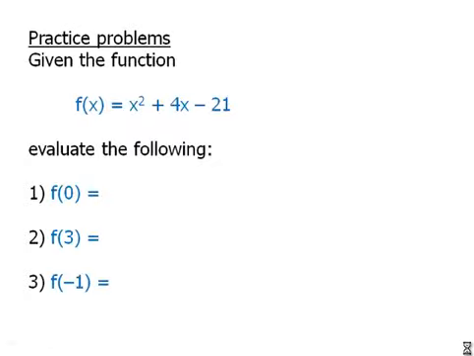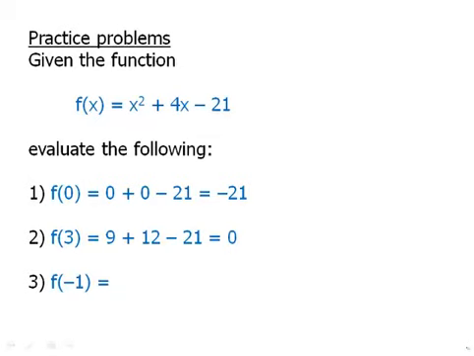Here are some practice problems. Given this function, evaluate the following. You can pause the video and then we'll talk about these. Okay, so when we plug in x equals 0, then of course the first 2 terms are 0, we just get the negative 21. F of 0 has an output of negative 21. F of 3, when we plug that in, we get 9 plus 12 minus 21. All that cancels and we wind up getting 0. So f of 3 equals 0.